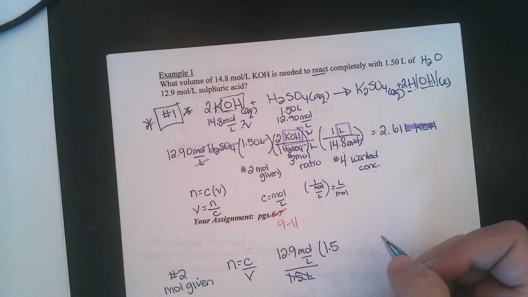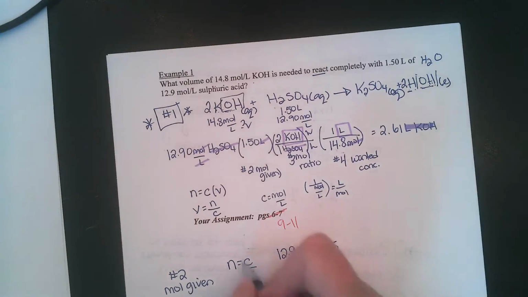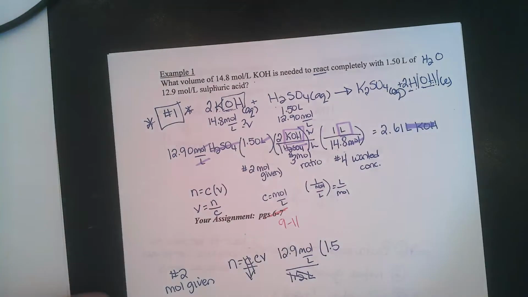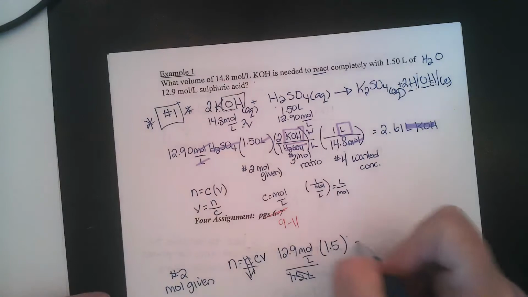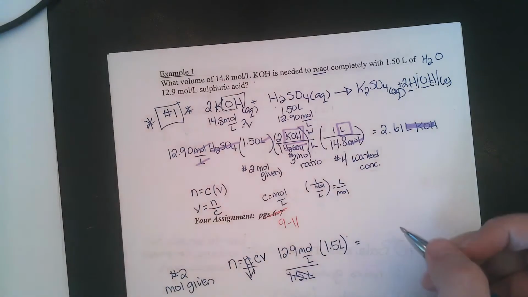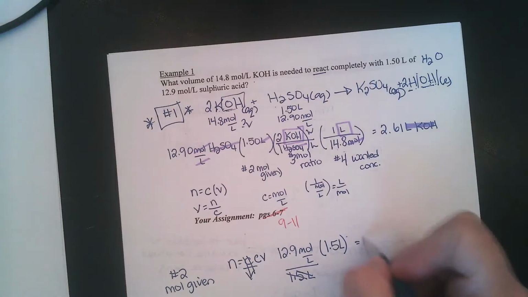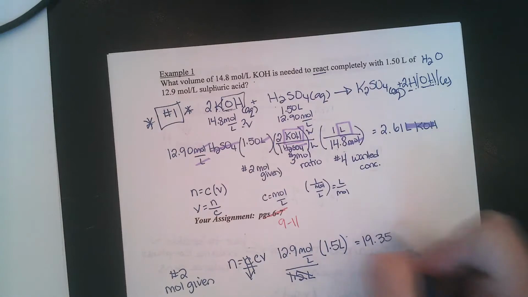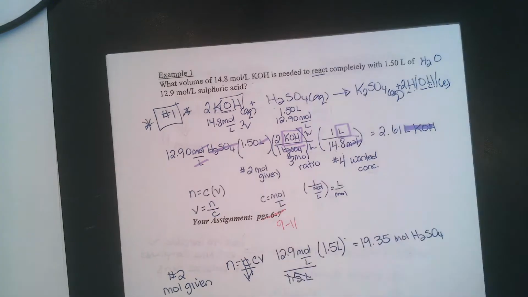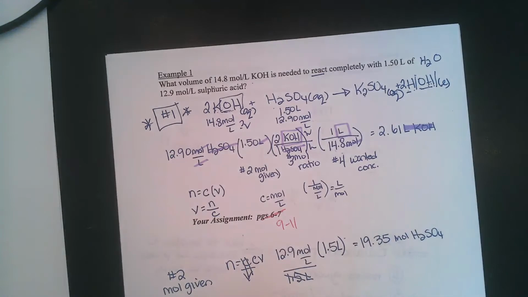What did I do? I rearranged wrong. N equals CV. And I'm going to get 19.35 moles of H2SO4. Then I'm going to do step number 3.